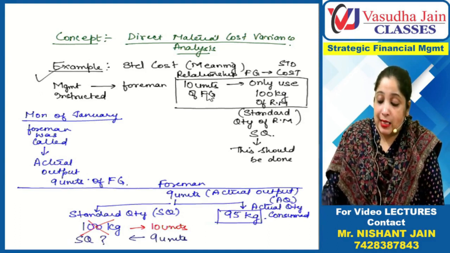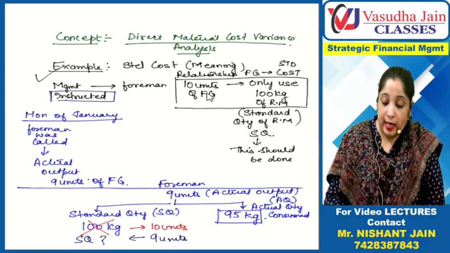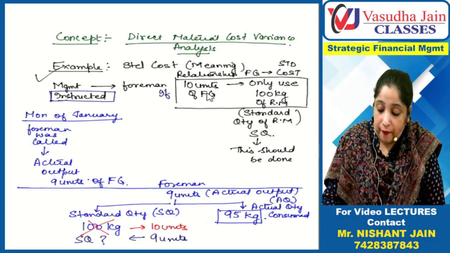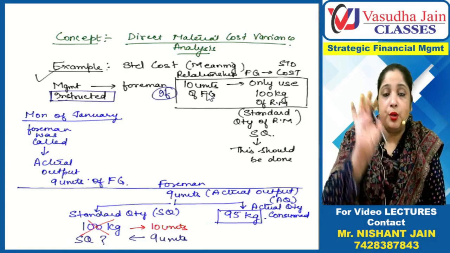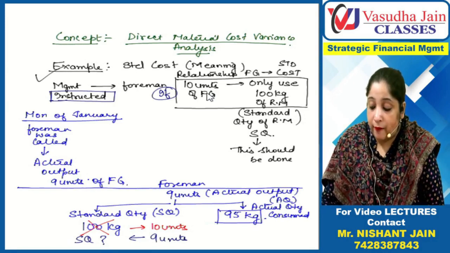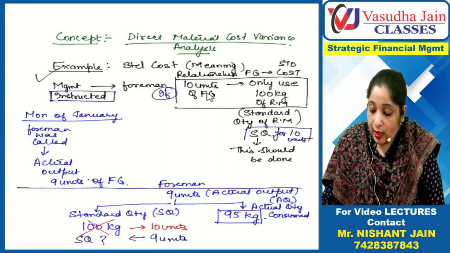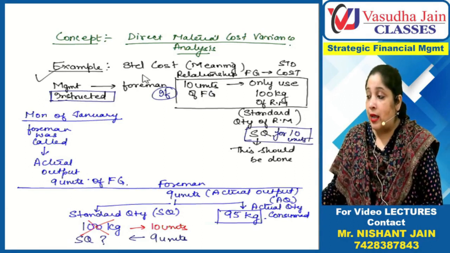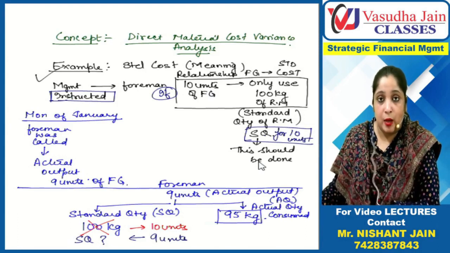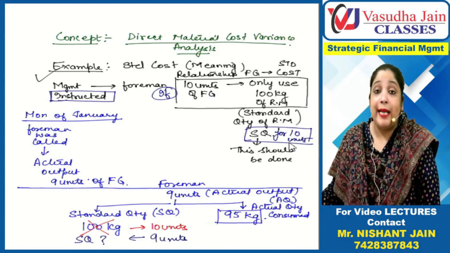This was just an estimation. This was just an instruction given to the worker. That if you produce 10 units, then only use 100 kg. So 100 kg is a standard quantity, but for 10 units. So don't fall for this word SQ. SQ is standard quantity. Yes, it is standard quantity. Definitely it is standard quantity, but for 10 units.